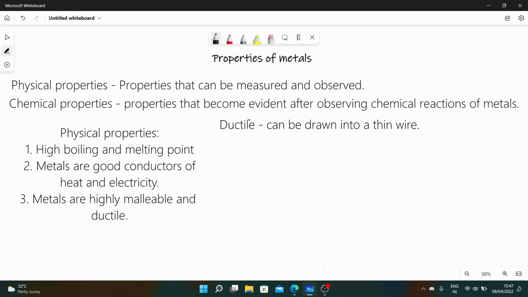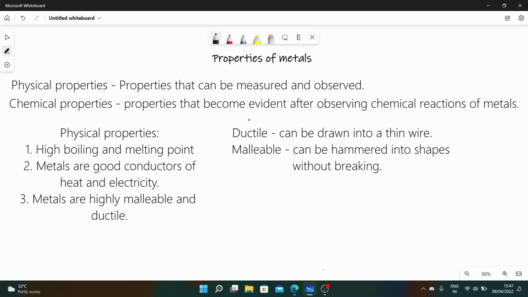On the other hand, malleability is the ability to beat metals into sheets. The reason behind this is also the same. Since the layers of the lattice structure can slide over one another, we can easily turn them into desired shapes.